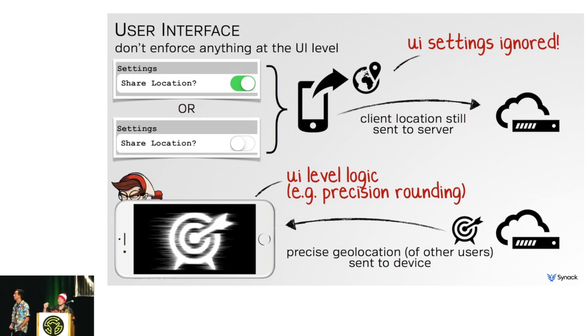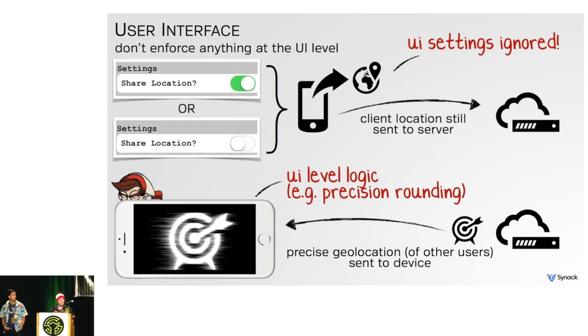And worse, since the server is then sending your exact geolocation coordinates to other instances of the app and expecting the app to do the rounding there, if you're an attacker and can talk to those APIs directly, you're going to get users' exact location, even though they requested not to.